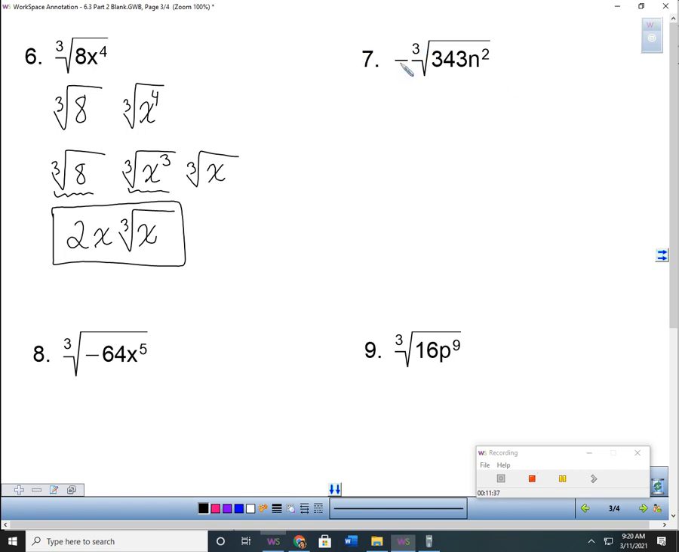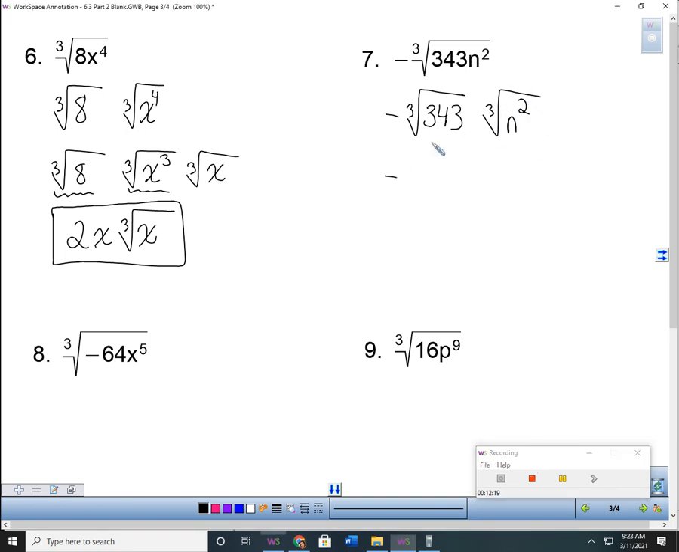All right, on 7, they already put the negative on the outside, so that's kind of nice. So we'll leave it out there. And then we have the cubed root of 343 and the cubed root of n to the 2nd. So 343, if we check that to see if it's a perfect cube, we get 7, right? So this is a perfect cube. What about this one? Should I split this up? No, because this 2 is already smaller than 3. There's nothing I can do with this.